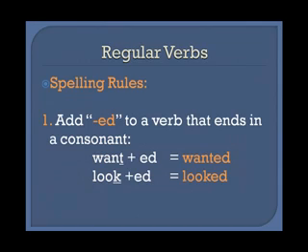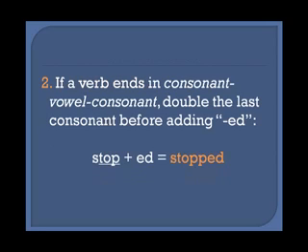Here are the spelling rules for forming regular verbs. Rule 1. Add ed to a verb that ends in a consonant. Examples: want ends in t, so we get wanted. Look ends in k, so we have looked. Rule 2. If a verb ends in consonant, vowel, consonant, double the last consonant before adding ed. Stop is a good example. It ends in top, consonant, vowel, consonant. So we're going to double the p and then add ed, and we get stopped.